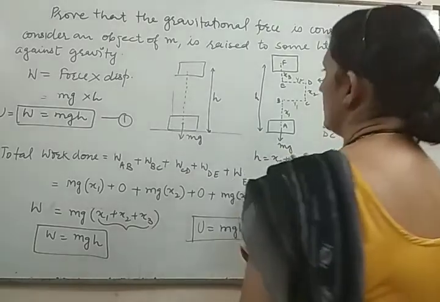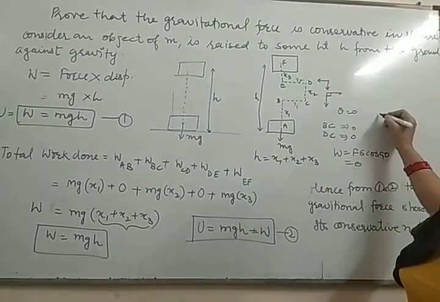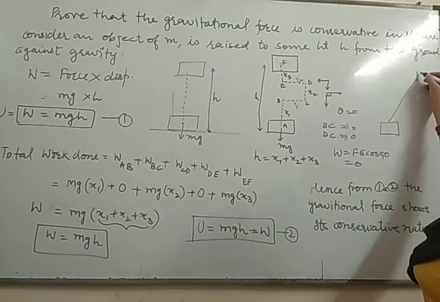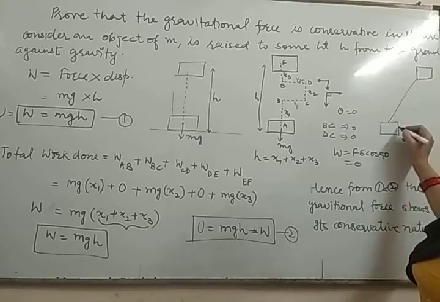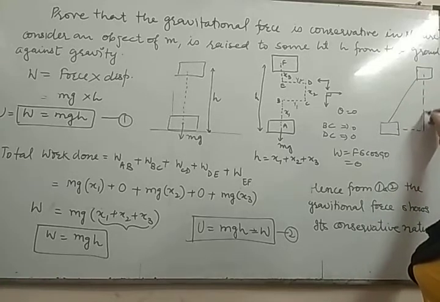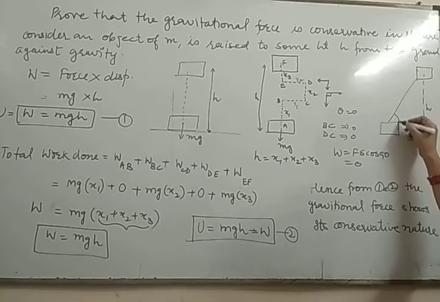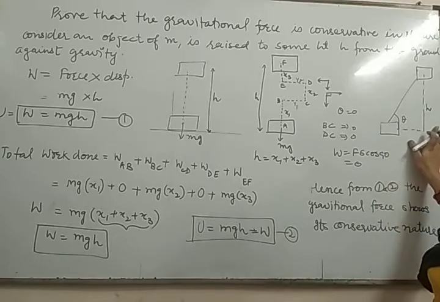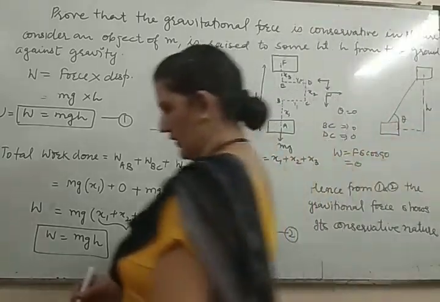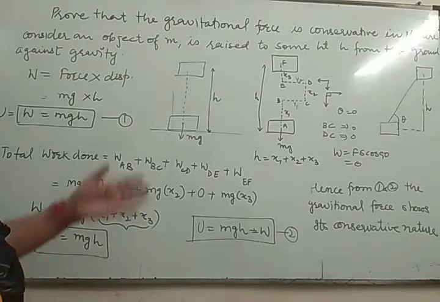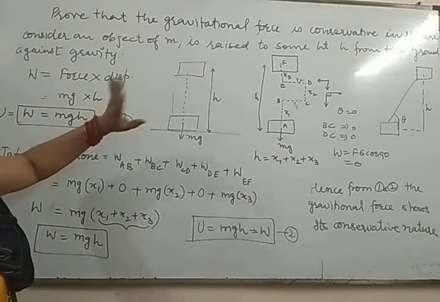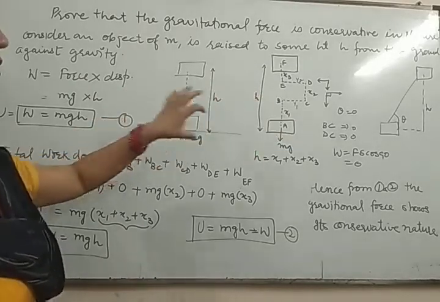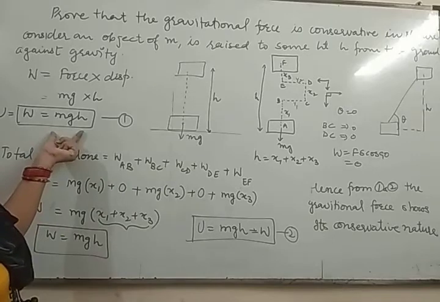You can prove it for another path also. If you want to prove it, the body is placed here and you are moving like this, and now the body is at this point, and now you can calculate the height. You can take h here. You can also calculate it in terms of theta. You will have the values, and this is the final expression for the conservative nature of gravitational force. Got it? What you have to do? You have to compare 2 or 3 paths, and in all the paths the work done should be mgh. Got it?